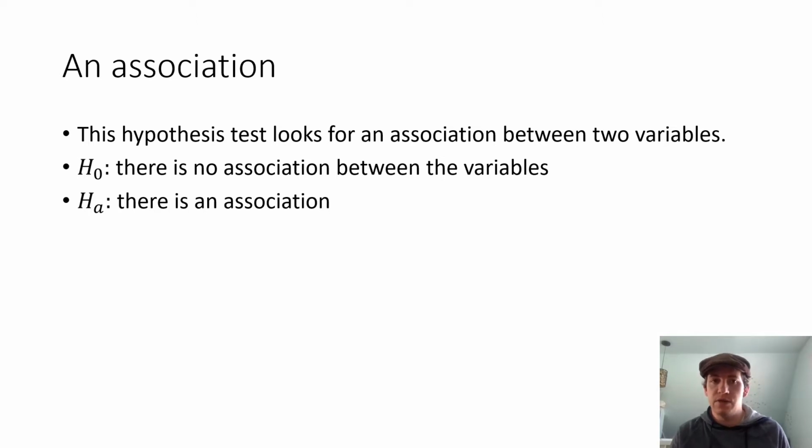The null hypothesis is that there is no association between the variables, and the alternative hypothesis will always be that there is an association. And we're looking to see whether or not we can reject that null hypothesis and show that there actually is a relationship between those variables.